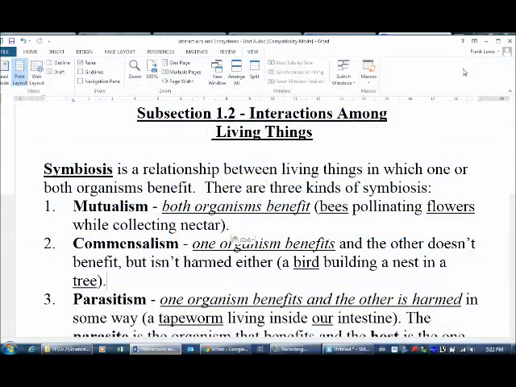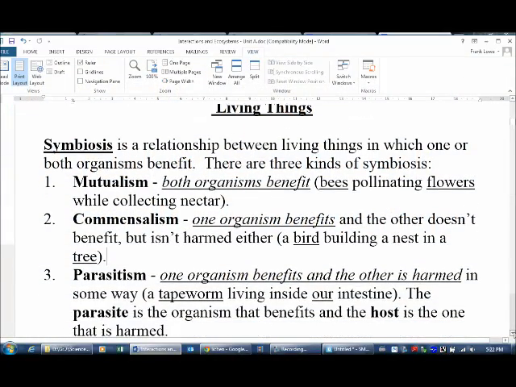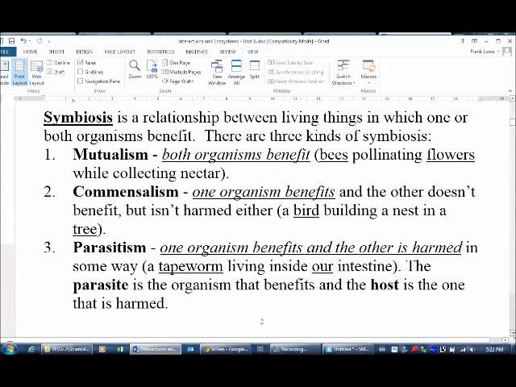We're now going to talk about something called symbiosis. Symbiosis has to do with relationships or interactions again. And in symbiosis, that relationship between two or more living things, one organism will always benefit. Sometimes both of them will benefit. And let me go into some more detail. There's three different kinds of symbiosis: mutualism, commensalism, and parasitism.